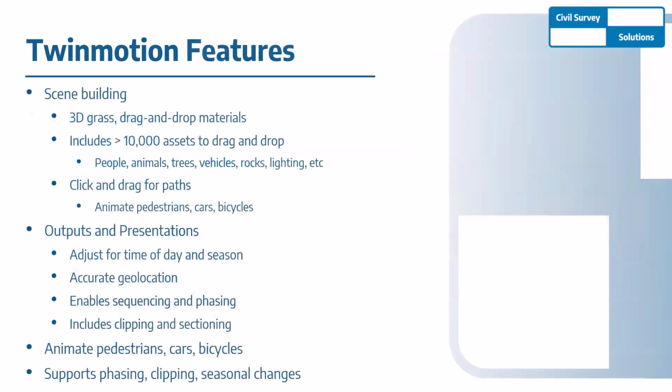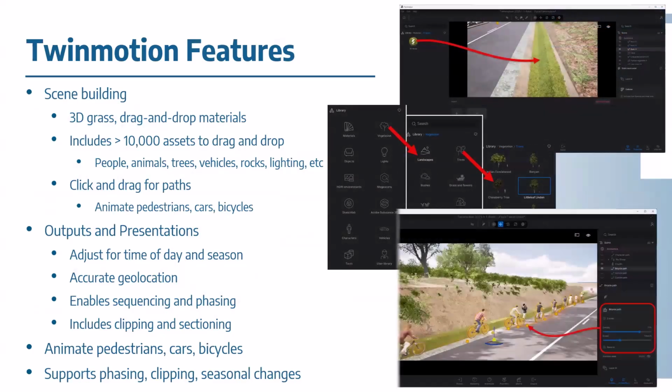Now, features. There's a ton of features in the software. At the end of the day, it's all about building scenes. So it's easy for you to drag and drop materials across. So if you bring something in that's fairly raw and doesn't have materials coming from your model, it's easy to drag and drop onto the meshes. It does include access to thousands of assets. That's people, animal, trees, vehicles, rocks, lighting. You could certainly make your own, but there's a massive library there for you to get information from. It's easy for you to animate in the scene. I'll show you how quick and simple that is.